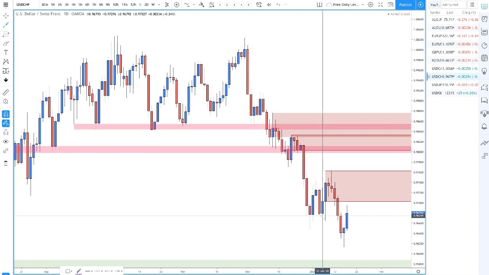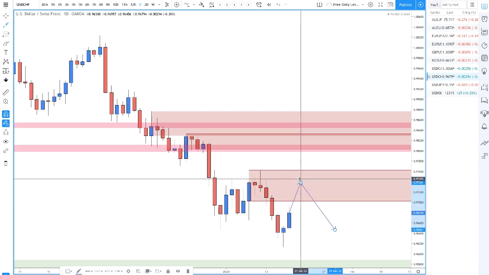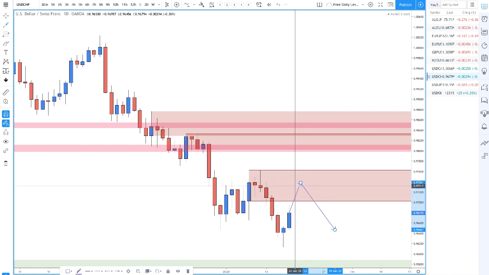Anyways, if you do want to get short on the Swiss franc, then you're looking at supply zones right here. Again, more of a risk off sentiment play. Let's say, for example, there's some sort of global slowdown, or talks of war again with Iran. Then if prices come up here, that would be a decent short trade to the downside.